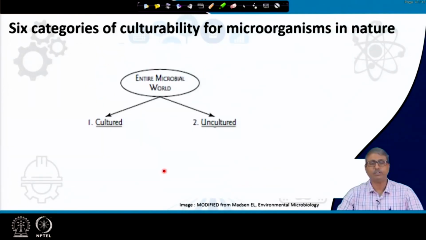So, 6 categories of cultivability of microbes are generally observed in nature. If we take any kind of sample, we find that there are some organisms which are cultured and some organisms which are not cultured. Cultured means they appear readily on an agar plate. If we have a suitable medium, we will find that some colonies are coming out.